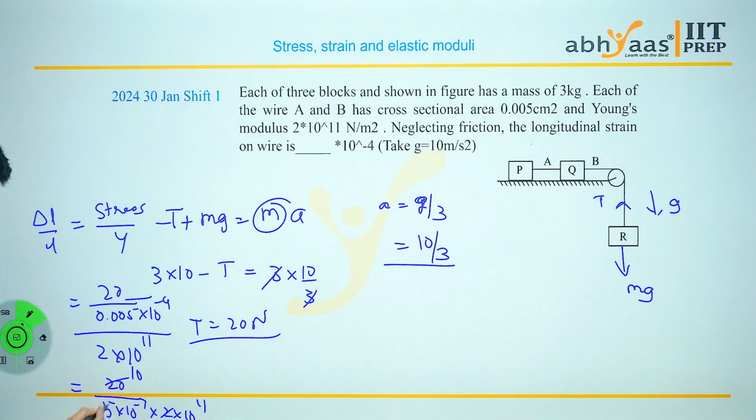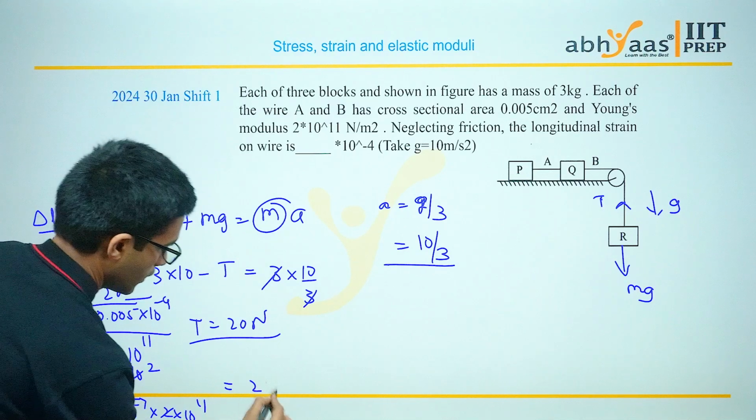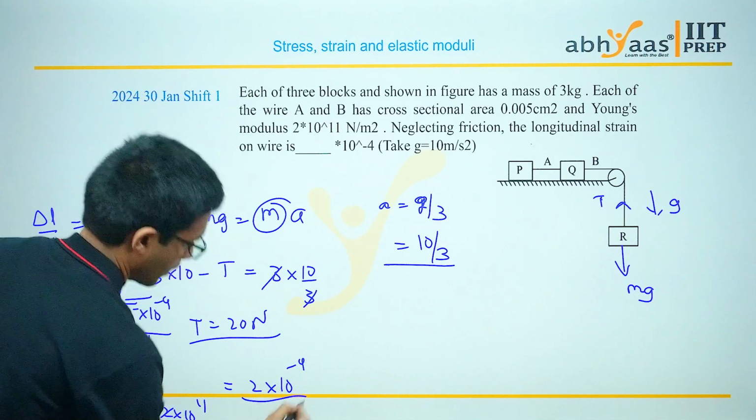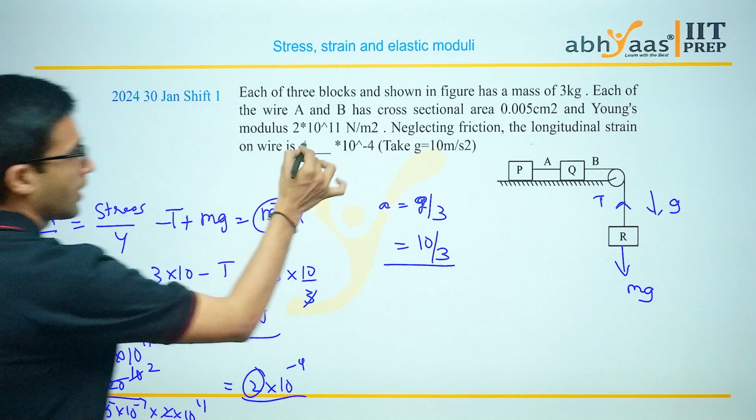Cancelled. Okay, 2. Here 10 power minus 7, 10 power 11. So what you will get? 2 into 10 power minus 4. So the answer is 2. Here he has only asked this one.